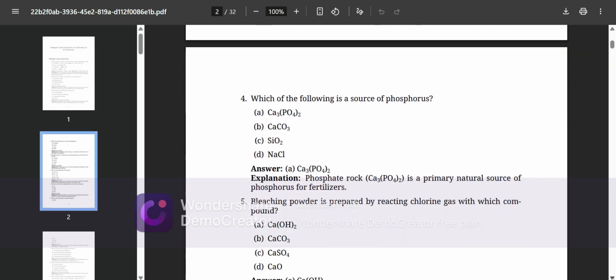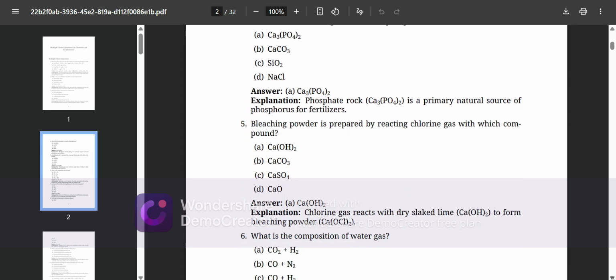Which of the following is a source of phosphorus? Ca3(PO4)2, phosphate rock. Ca3(PO4)2 is a primary natural source of phosphorus for fertilizers.